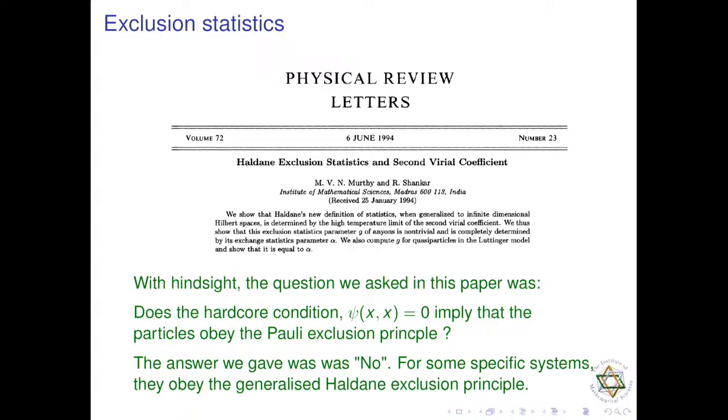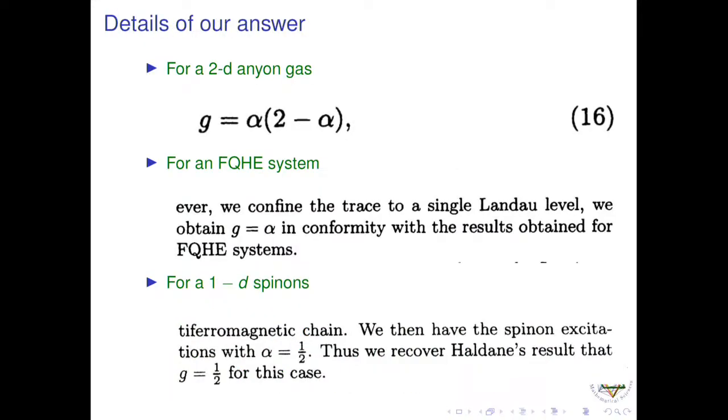I won't go into the methodology, such as how the second virial coefficient comes in; that's technical. But the result we have is that for the anyon gas, G is the exclusion statistics parameter and alpha is the exchange phase, and G and alpha are related this way. For alpha equal to 0, bosons, G is also 0. For alpha equal to 1, that is fermions, G is equal to 1. And then you can have an interpolation between boson and fermion.